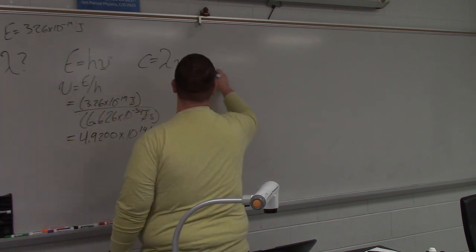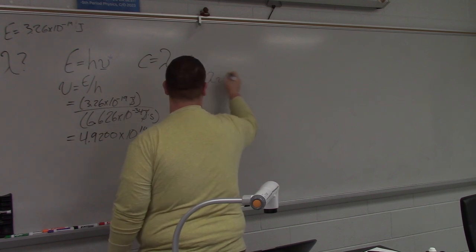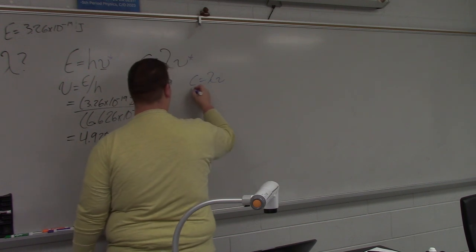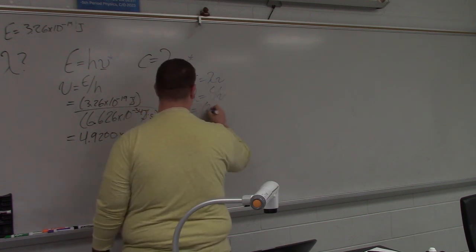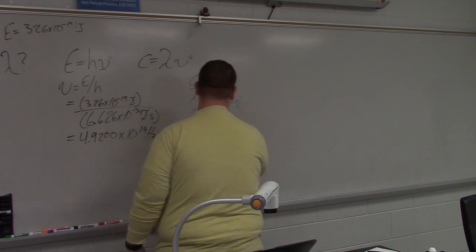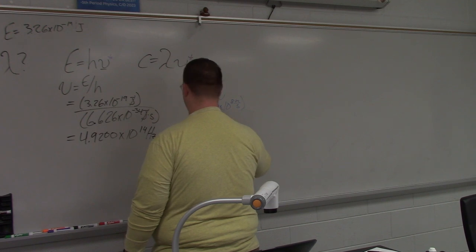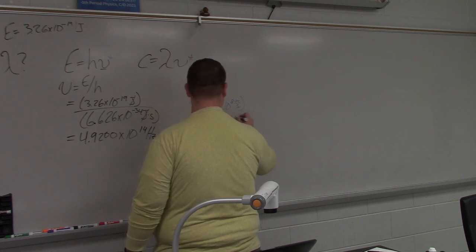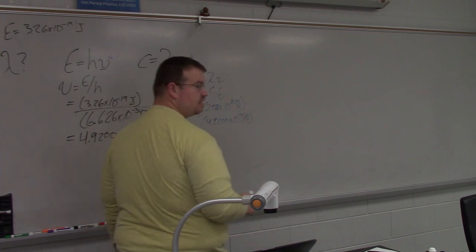All right, speed of light equals wavelength times frequency. We're trying to find wavelength. So to find this, we have to get wavelength by itself, so it's speed of light divided by frequency, which is equal to 2.98 times 10 to the 8 meters per second, divided by the frequency we just solved for, 4.9200 times 10 to the 14 hertz. Hertz and seconds cancel out.